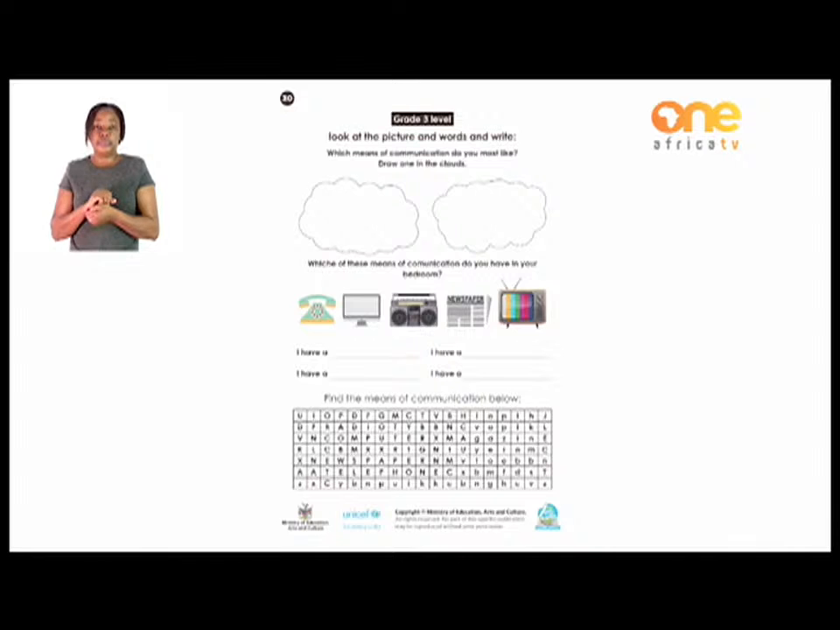Okay, so you just have to fill in here the names of those ones that you have in your bedroom, or the ones that you always use at home. Fill them in. After you have done that, you must find their names in this word search, which is below. Find the means of communication below. All those communication tools that we have learned, I want you to find them here in this word search. They are there. Just find them and circle them, and you should be able to read them.